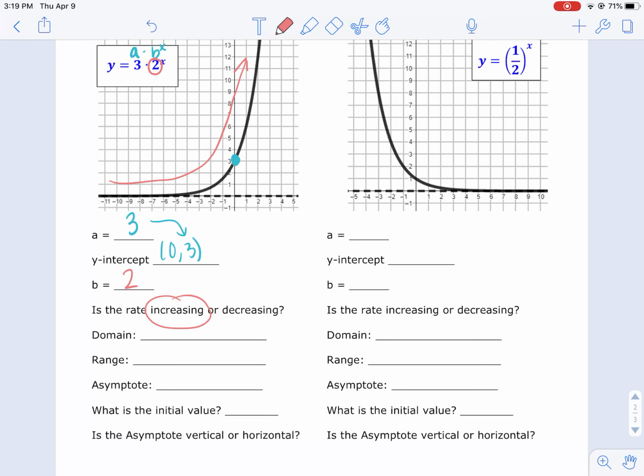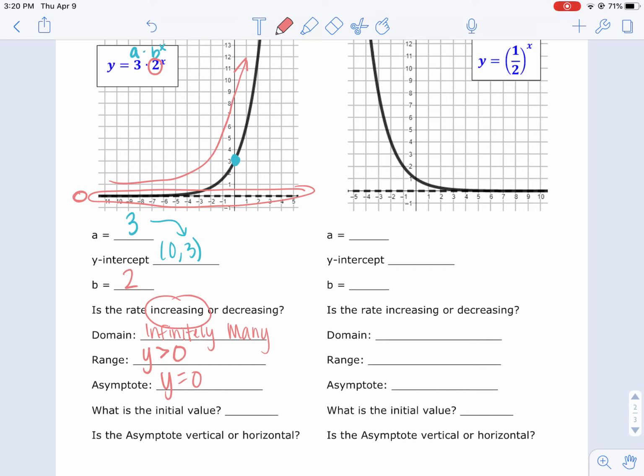Domains for all exponential functions all the time is all real numbers, just like quadratics and just like linears, unless they give you specific parameters. So our domain is going to be infinitely many. Okay, and then my range is going to be directly related to my asymptote. So this graph is getting really, really, really close to 0, but it will never touch. So my y's are greater than 0. Notice they can't equal 0 because that's my asymptote.